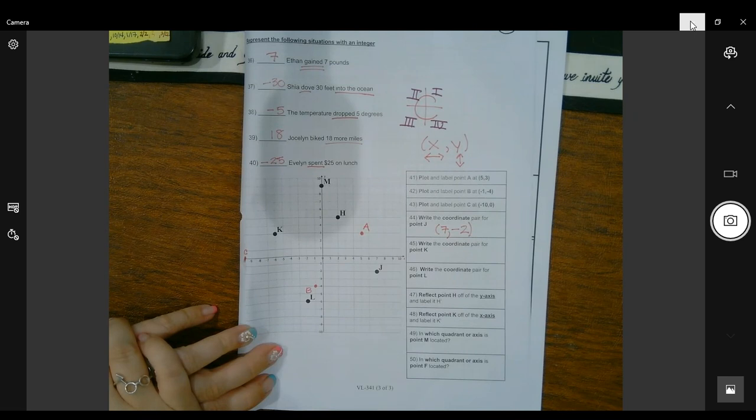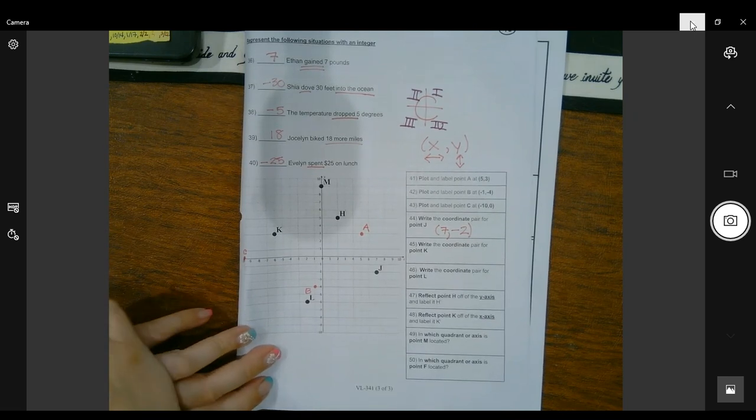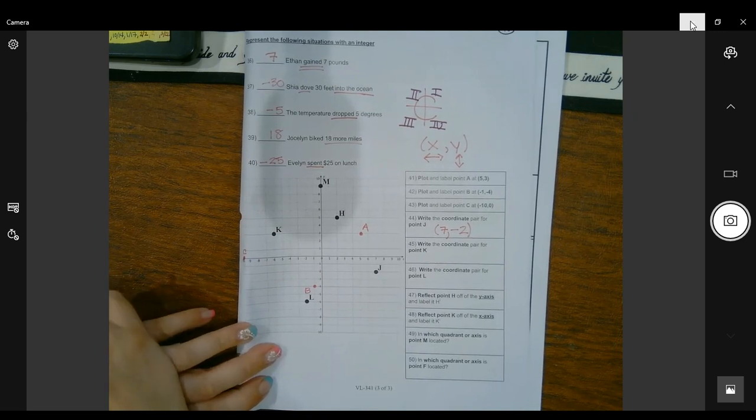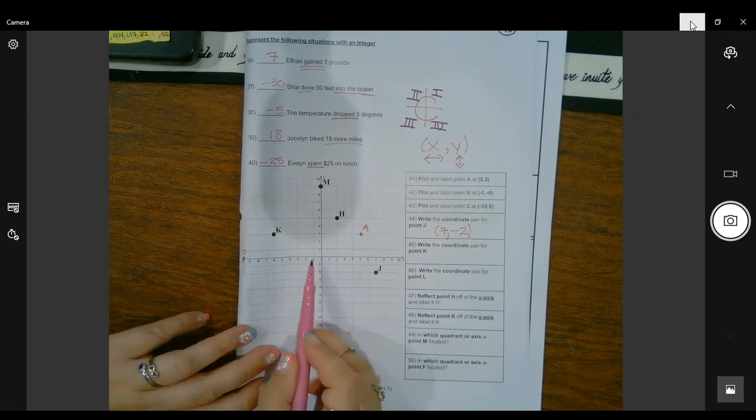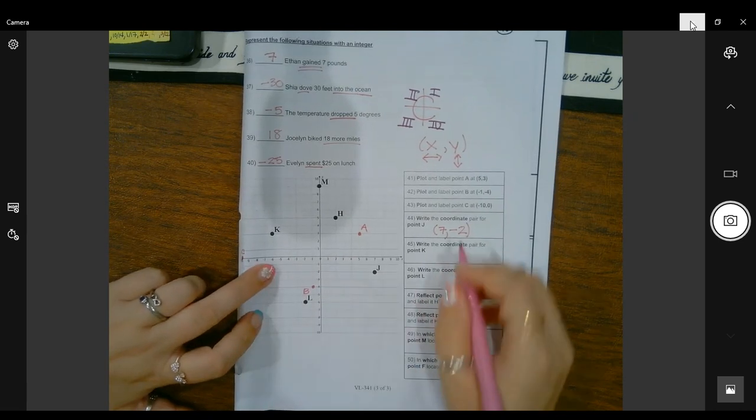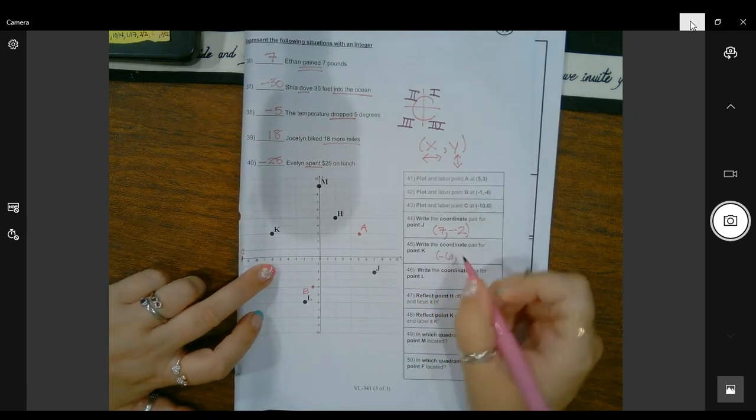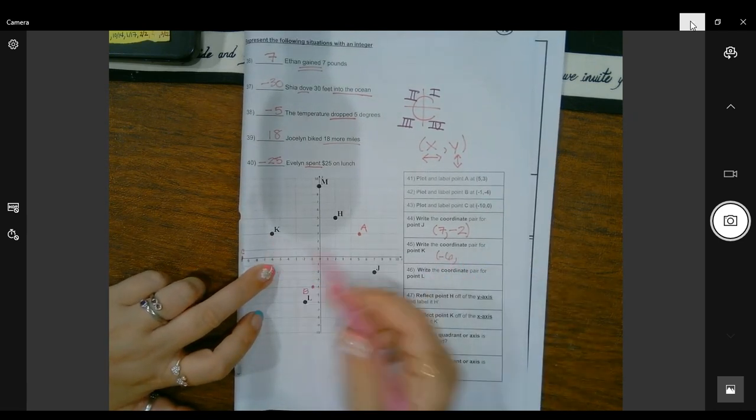The next one, 45, says write the coordinate pair for point K. Remember, you can always pause it and try it yourself first. And now that you unpaused it and you're back with us, okay, it went left, so -6, and then up, how many? A +3.